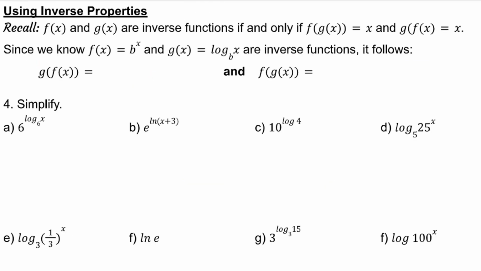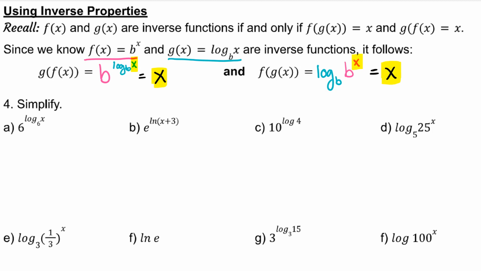Recall that f of x and g of x are inverse functions if and only if f of g of x is x and g of f of x is x. Well, since we know that b to the x and log base b of x are inverse functions, it follows that when we compose one with the other, we will get x. When your bases match, exponential and logarithmic functions are inverse operations of one another and simplify to simply be the argument of the log or the exponent. Since your bases match, your answer is the argument of the log.